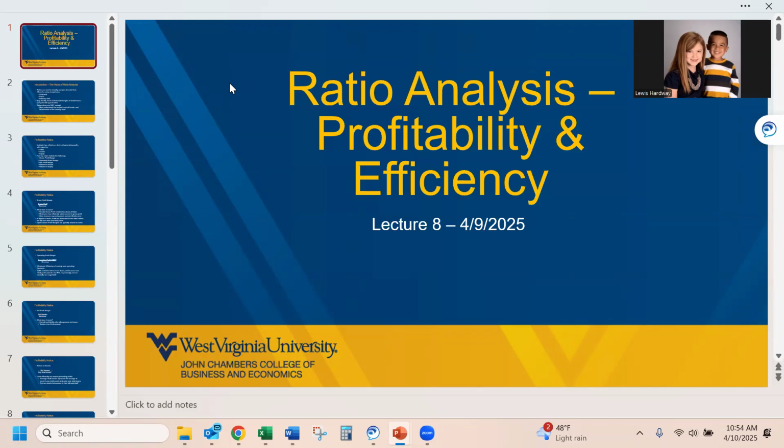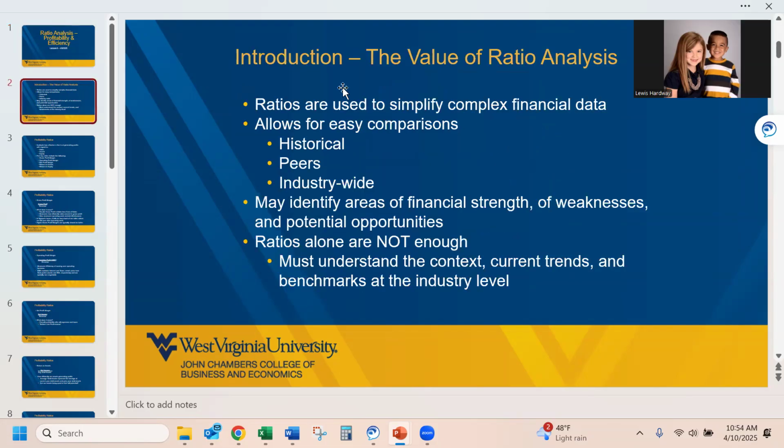I really wanted to get through this one because I do think that there's some important stuff here. We're dealing with ratio analysis, and specifically, we're going to be talking about profitability and efficiency. We have ways that we measure them that analysts use, that creditors use, that lots of people use, and we'll talk about each one, but they help us get an understanding of how well a business is running.